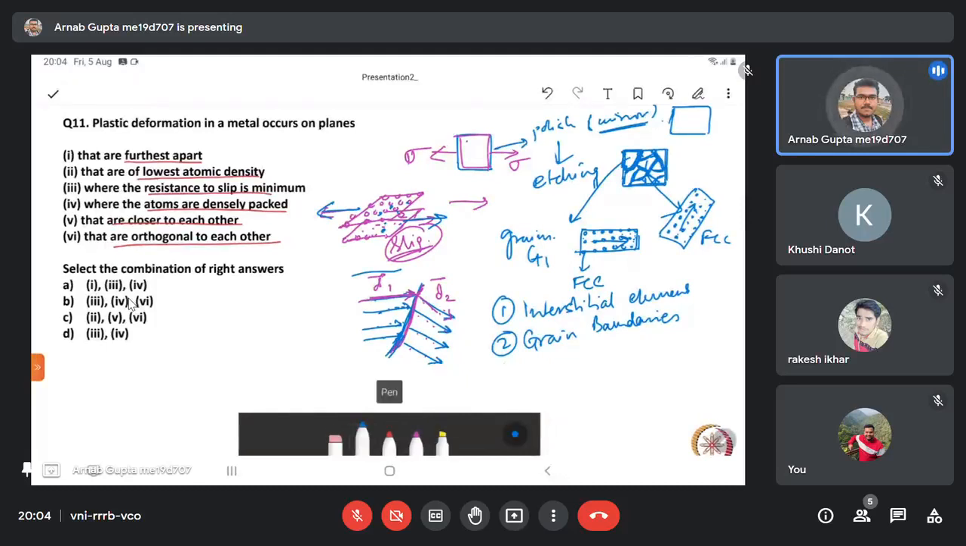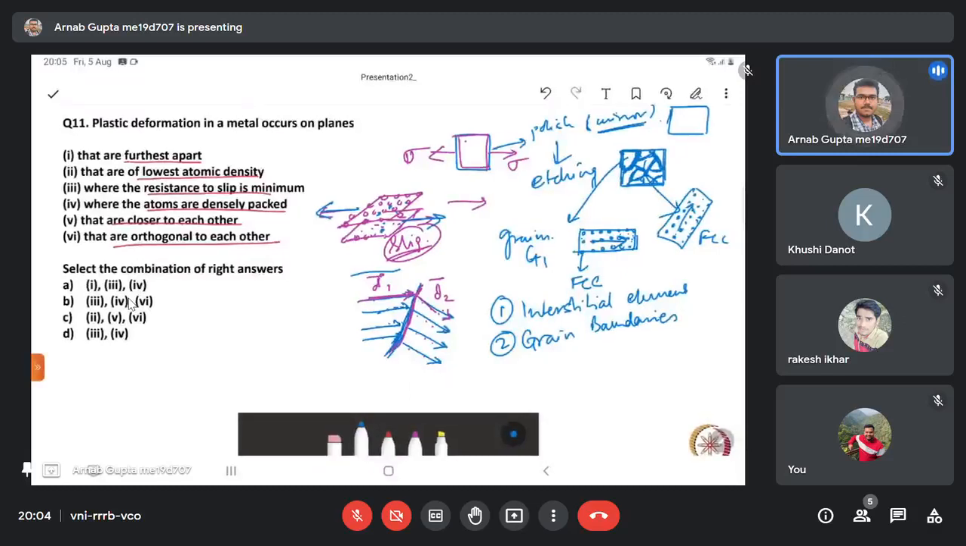So where is this slip most probably occurring? In which planes is the probability of slip highest? The planes which contain the largest number of atoms. We generally define it by a term called planar density of atoms. The plane which contains more atoms in a given crystal structure is more prone to allow slip motion. This is one criterion.